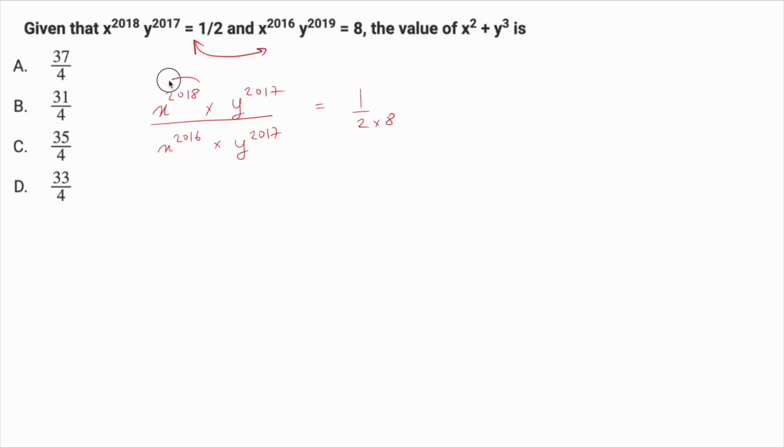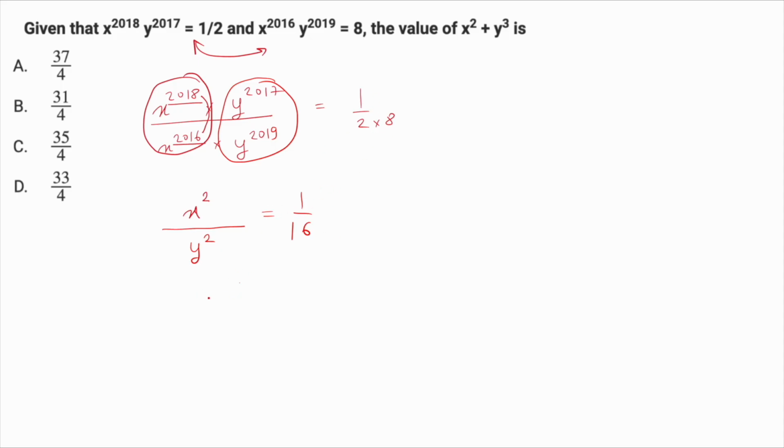So if you notice, the first part of the left hand side is x raised to m divided by x raised to n will be x raised to m minus n. So x raised to 2018 minus 2016 will be x raised to 2. The next part is y raised to 2017 divided by y raised to 2019. Okay, so what we can do is we can write in the denominator y raised to 2019 minus 2017 by the law of indices. So denominator becomes y raised to 2 and the right hand side will be 1 upon 2 into 8, which is 1 upon 16.